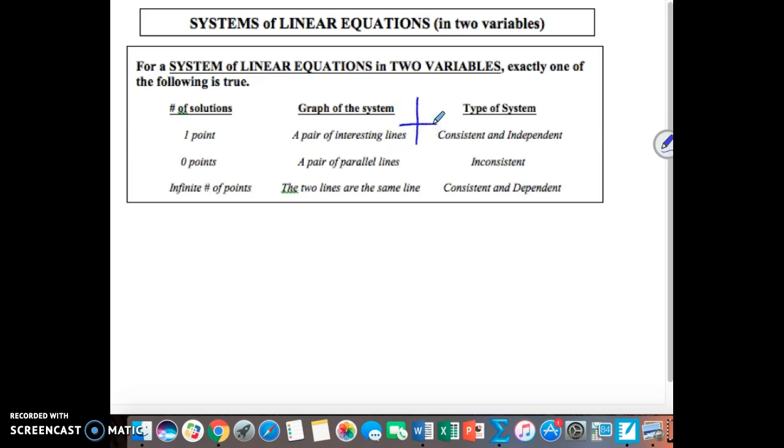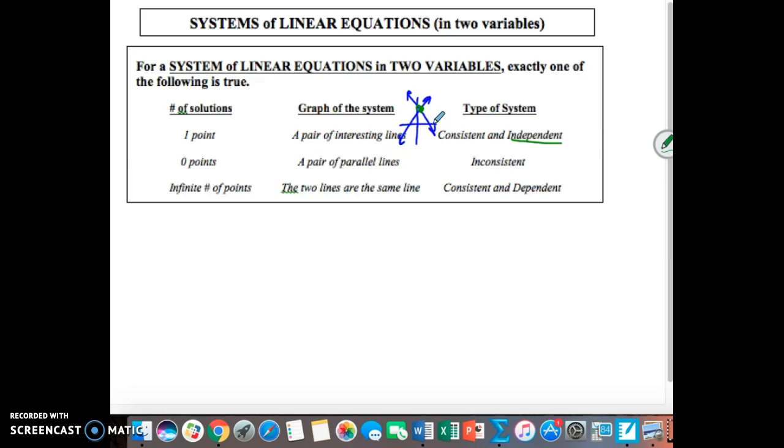So if we have a coordinate grid, two of our lines could just look like this, and the intersection right here would be the solution. The type of solution is consistent and independent.